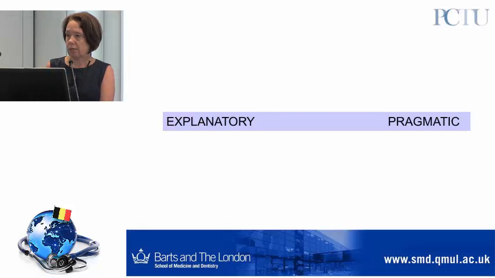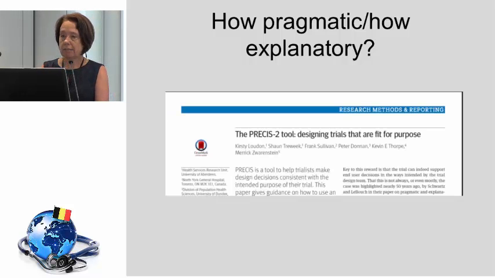And one of the tools we can use to answer that question is the PRECIS tool. PRECIS 1 preceded PRECIS 2, so it's a tool that's been around for a little while, and it was devised in order to help people design their trials, but you can also use it to assess how pragmatic or explanatory a trial is.